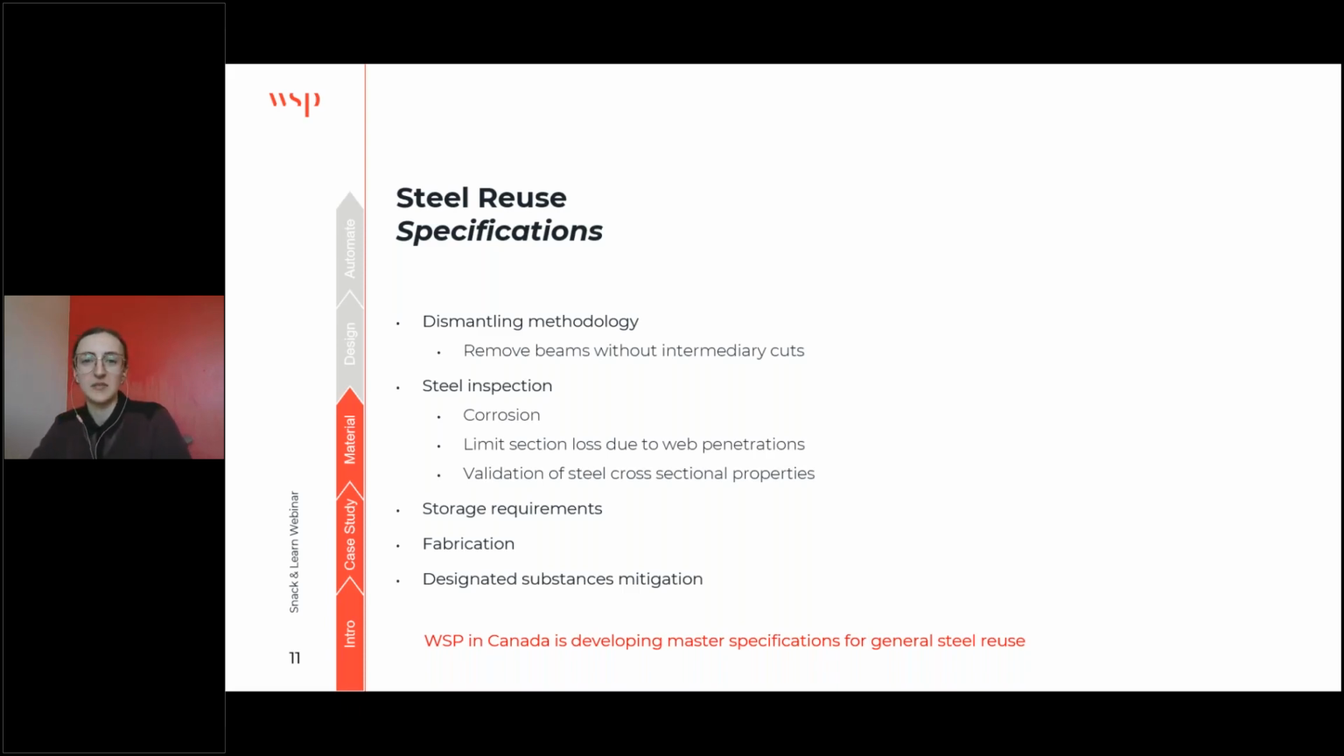For the designated substances on this project, we're keeping the coating in place, but anywhere where there needs to be a cut for fabrication or for dismantling, there needs to be local removal of that coating, and that's to protect the worker when they cut into the member, and the coating could become airborne if it were not removed.